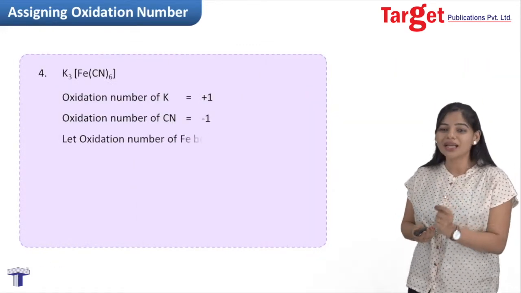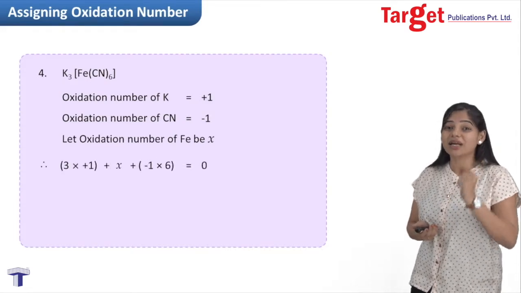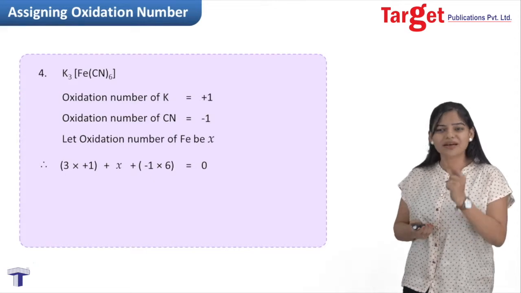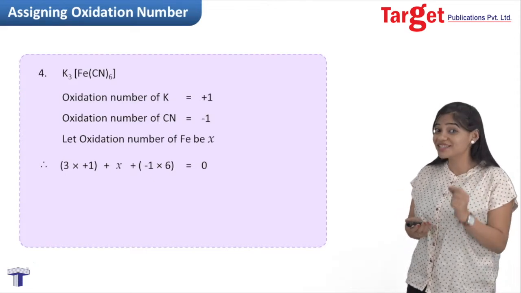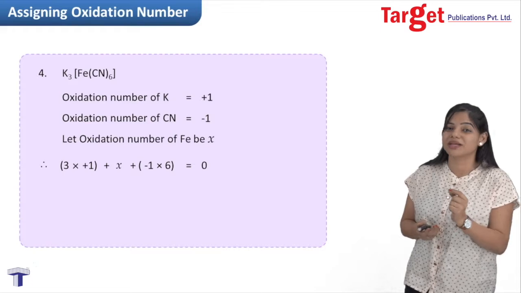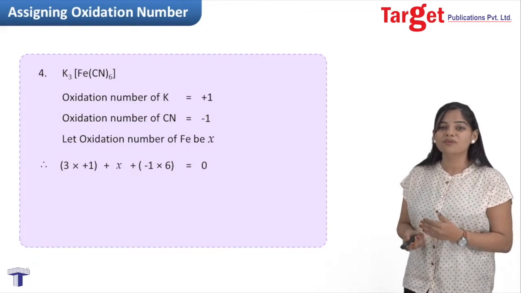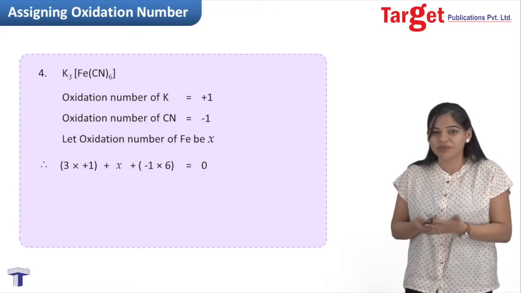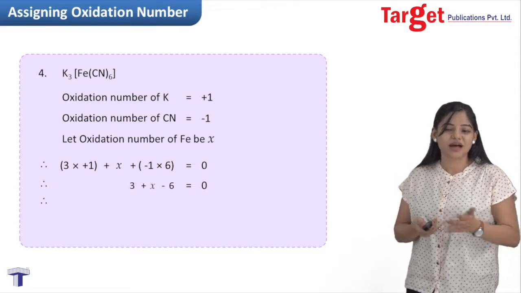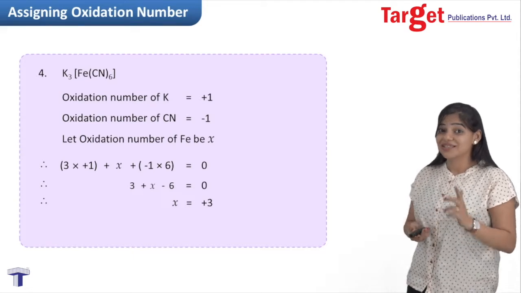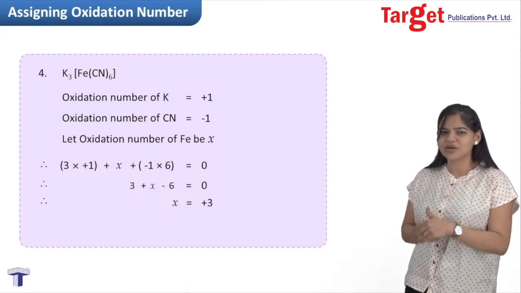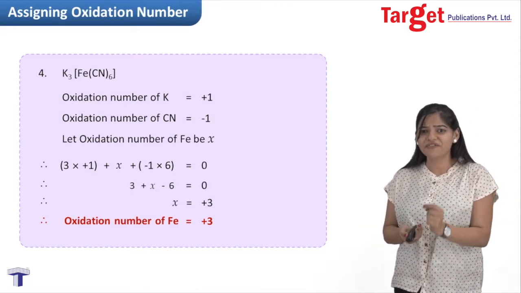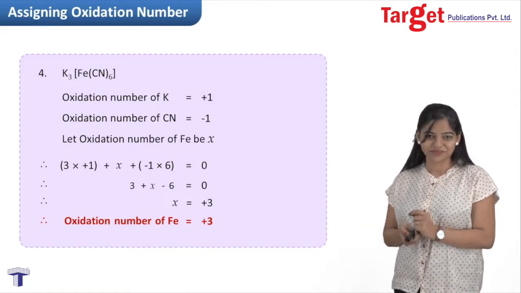So by taking these values, we will write it as 3 times potassium plus X times iron plus, how many cyanides do we have? We have 6 cyanides. So we multiply 6 with -1 and equate it to 0 as there is no charge present outside the molecule. That is a neutral molecule, right? So here the value of X comes out to be nothing but +3. That is, in this molecule, iron has lost 3 electrons, and hence the oxidation number of iron, that is Fe, in this molecule is +3.